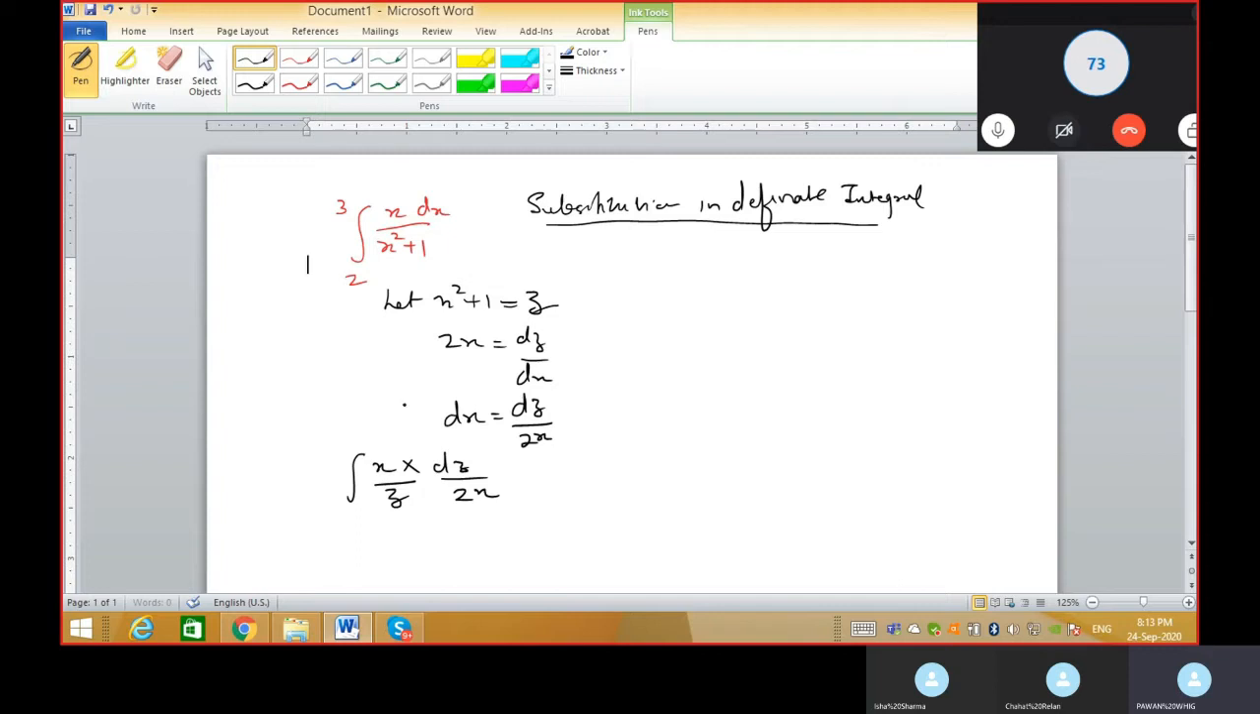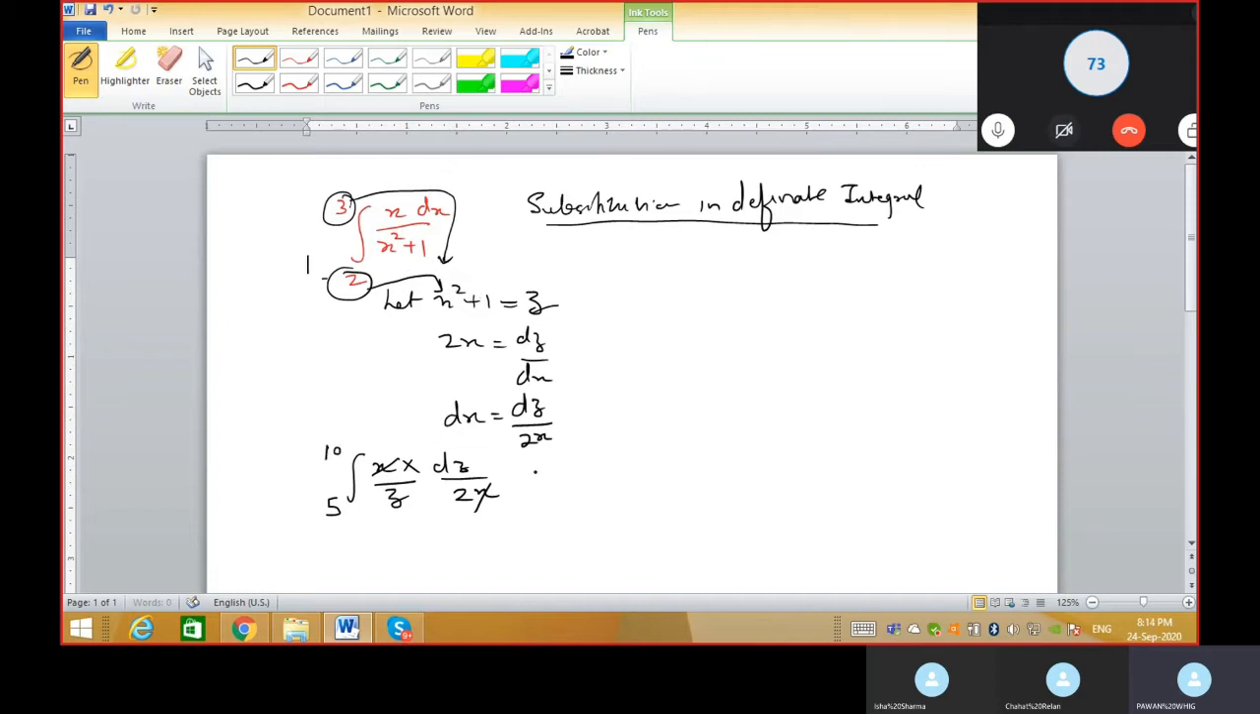Now one very important point you have to take care of here is, whenever you do substitution you have to change the limits. This is a very important point. Now how to change the limits? See, here the lower limit is 2. So in the place of x you have to put 2 and calculate the value of z. So when you put 2 here, you will get 2 square plus 1, that is 5. So this limit gets changed to 5, and the same thing you have to do with the upper limit. So this comes to be 3 square, 9, plus 1, 10.